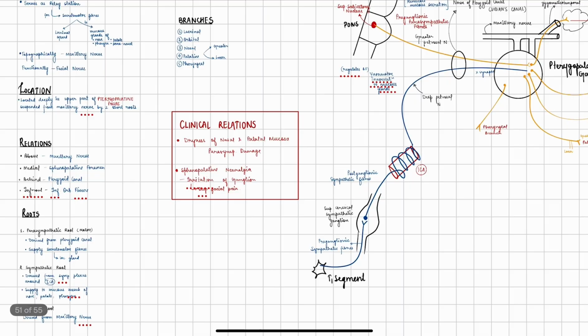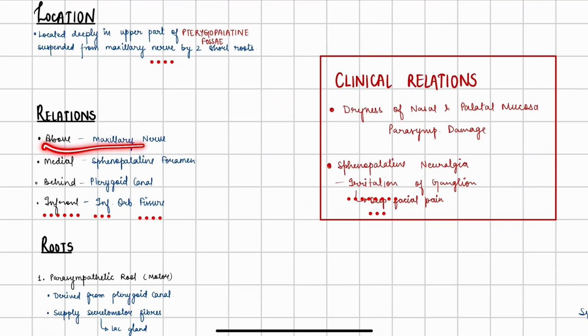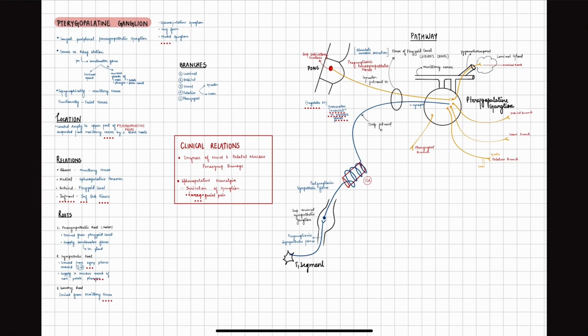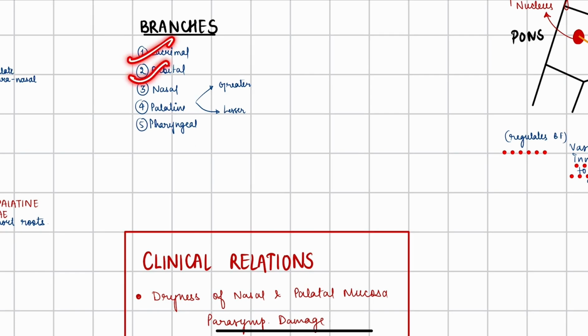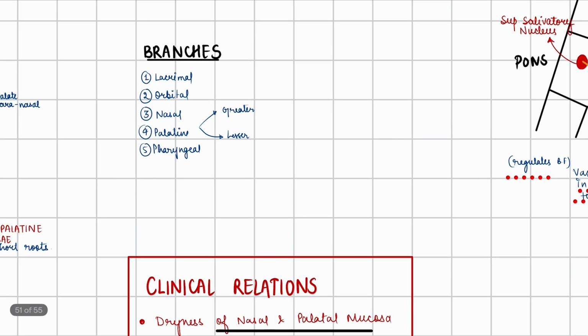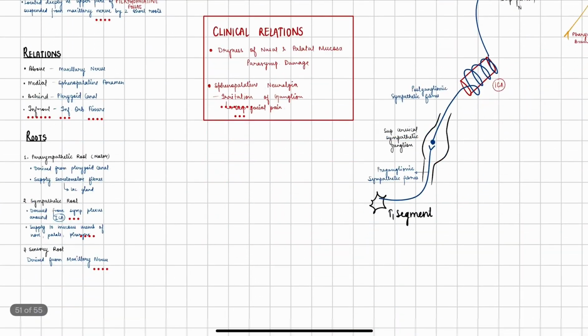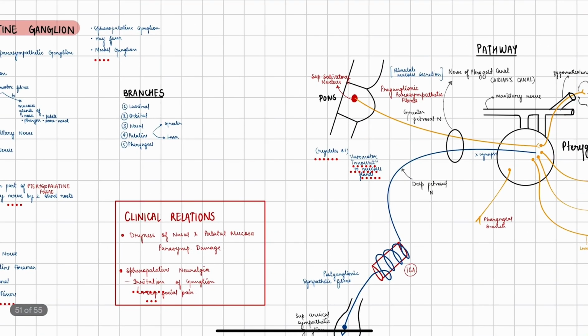Now there are relations. The maxillary nerve is above, the sphenopalatine foramen is medial, the pterygoid canal is behind, and in front is the inferior orbital fissure. Now the branches: lacrimal, orbital, nasal, palatine, and pharyngeal. The palatine has two, greater and lesser, and we are done with it. There is also a sensory root present, which is derived from the maxillary nerve. The maxillary nerve gives it sensory supply.